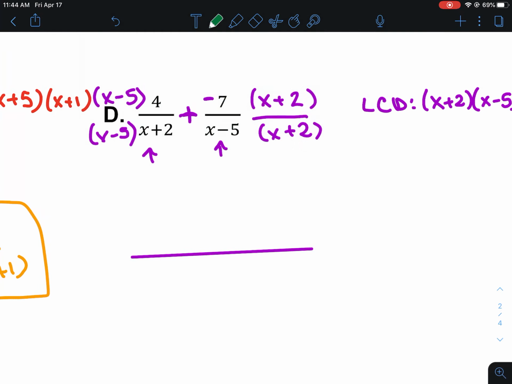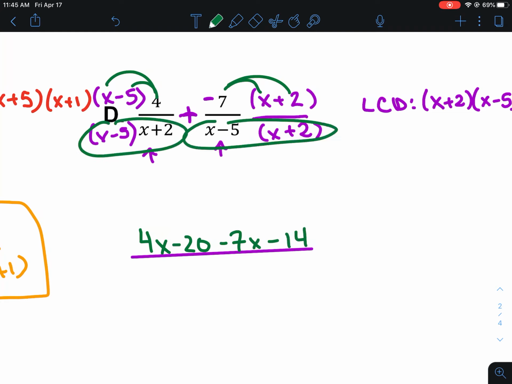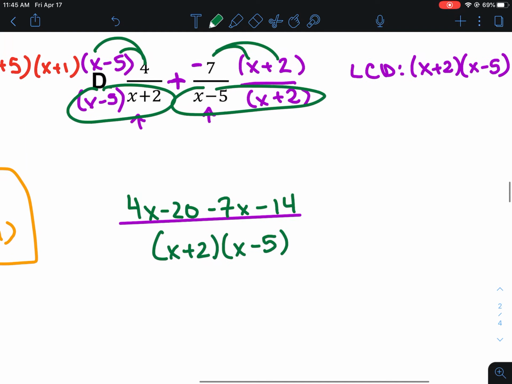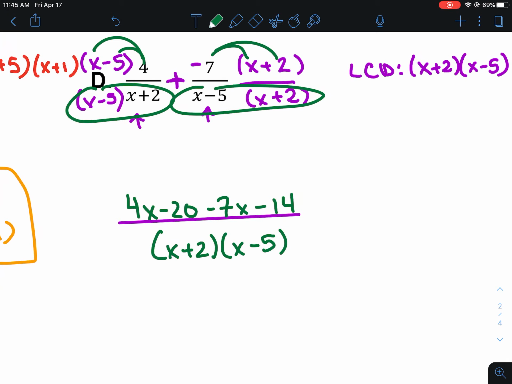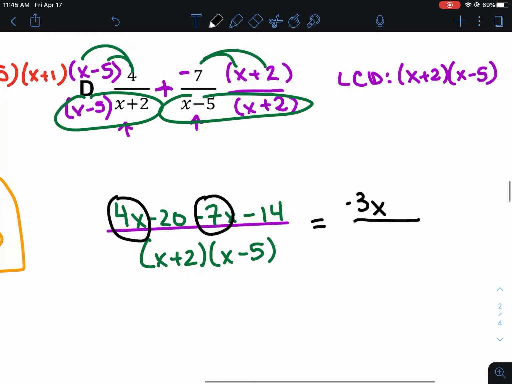So I have some distributing here. I have 4x minus 20 and negative 7x minus 14. My denominator is that LCD, which is x plus 2, x minus 5. It does not matter which factor you write first on the bottom there. Okay, and then finally my like terms. I have negative 3x minus 34.